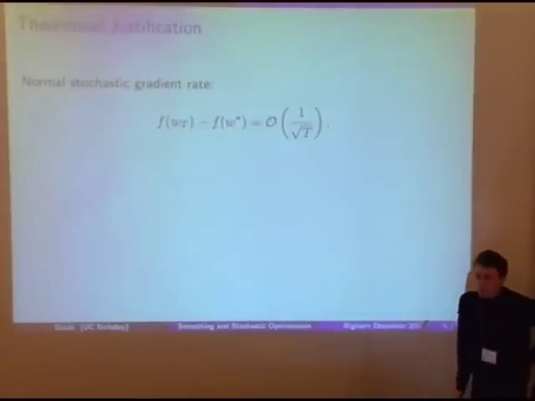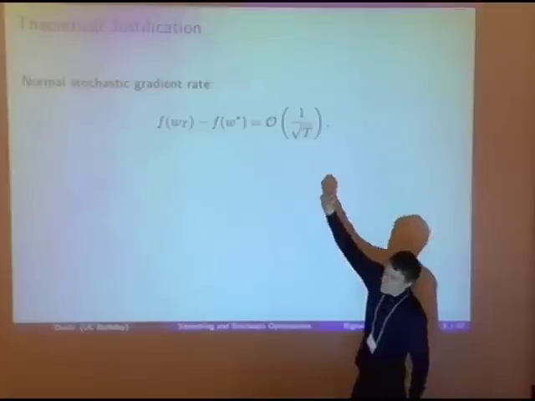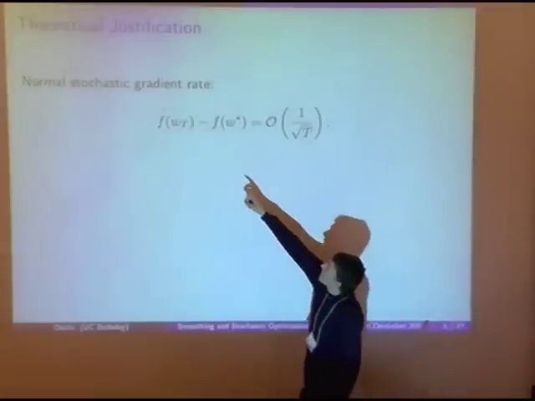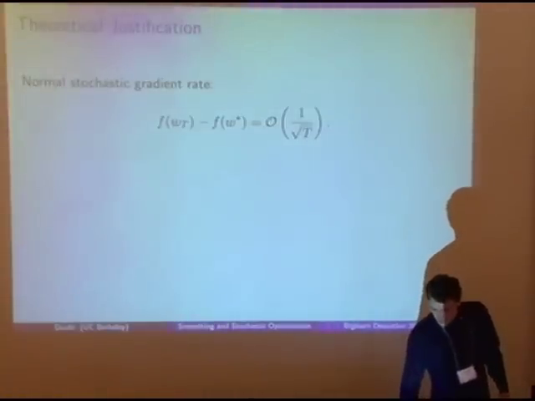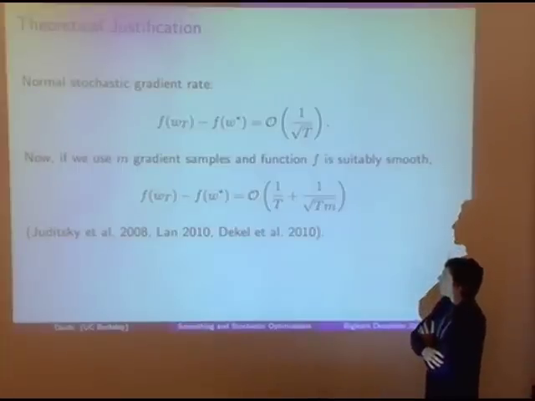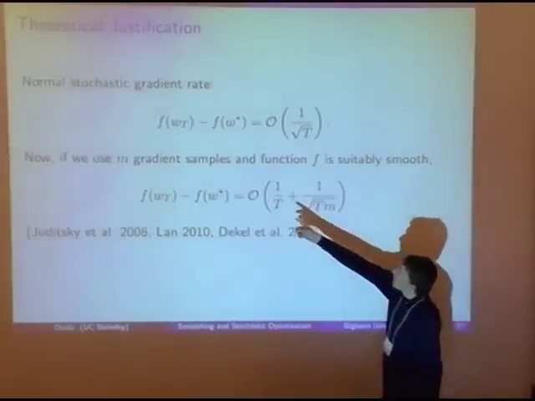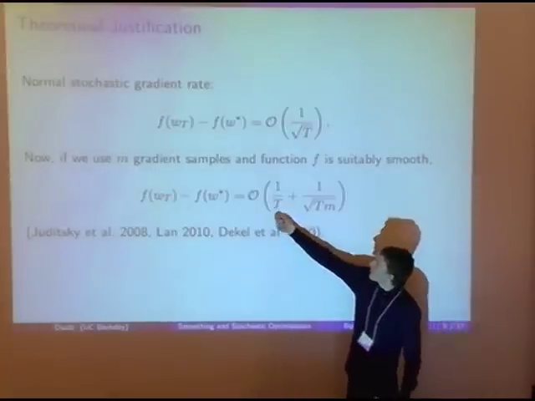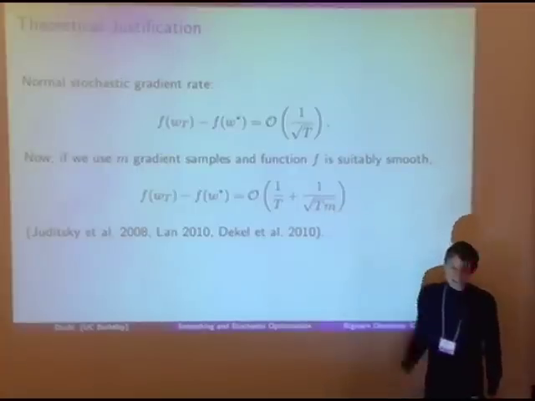It turns out there is a theoretical justification for doing this, although it's pretty recent. The normal stochastic gradient rate that we've all seen, at least for not strongly convex functions, is that after t iterations of stochastic gradient, our optimization error is 1 over square root t, give or take. In the past few years, there's been some work on what happens when we can get reduced variance estimates of the gradients. If we use m gradient samples and our function f is suitably smooth, then we get an error which scales as 1 over t plus 1 over square root of tm. So we've essentially got this linear improvement in the number of samples we get.